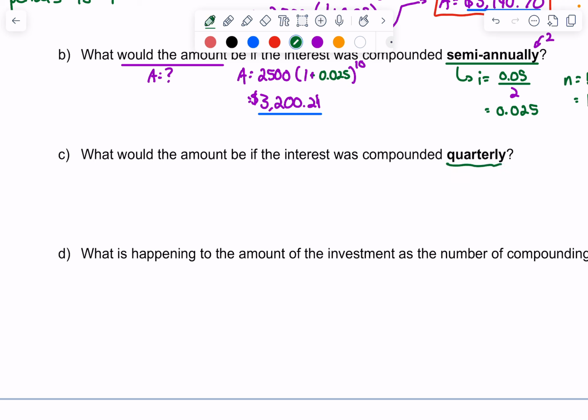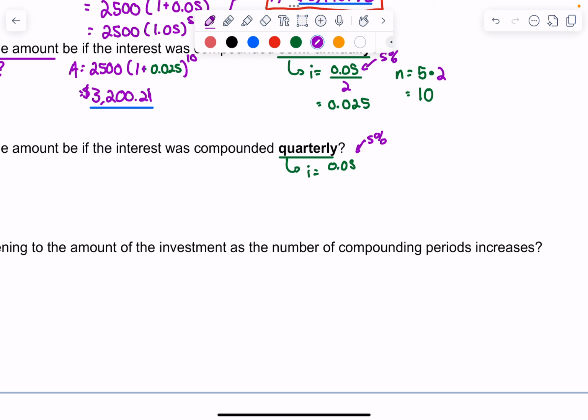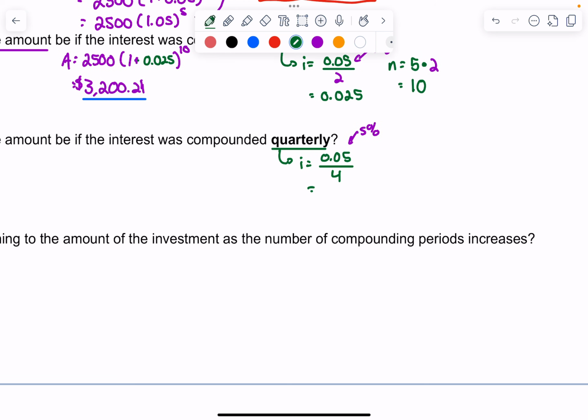So again, because quarterly we need to adjust 2 properties when you're doing compound. Your I is now going to be the percentage that they give you. So it's going to be your 5% in a decimal, so 0.05. So again, this is 5%. Divide that by 4 quarters, okay? So that would be 5 divided by 4, 0.0125.